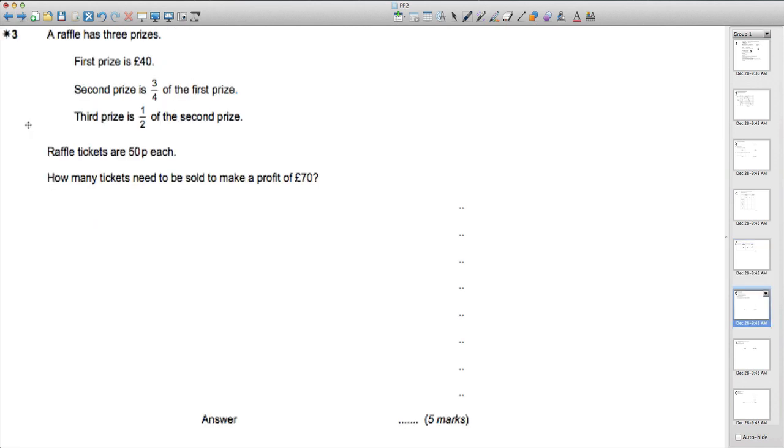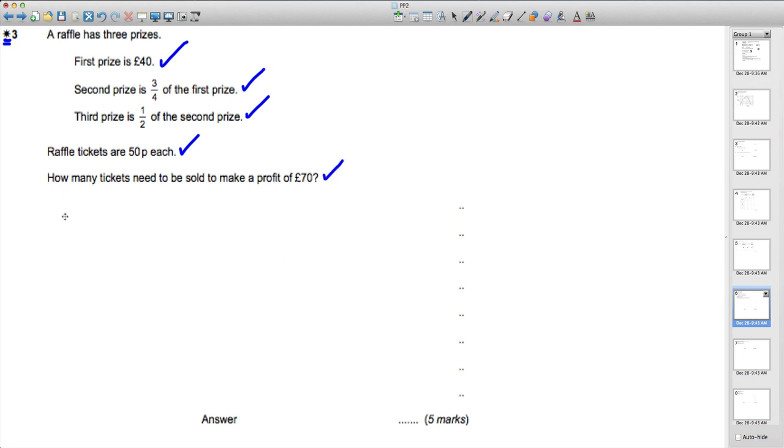Okay, next question, question 3. The star here just indicates you've got to be careful writing out your work and showing each step, because there are marks for working. A raffle has 3 prizes. First prize, £40. Second prize, 3/4 of the first prize. Third prize is half of the second prize. Raffle tickets are 50p each. How many raffle tickets need to be sold to make a profit of 70?